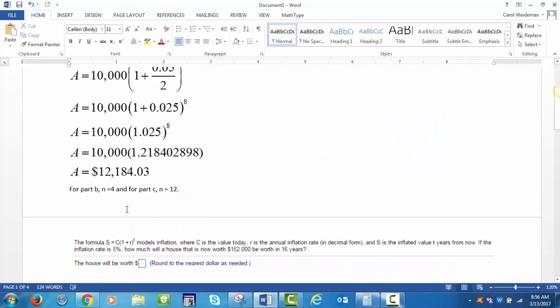And then for part B, it's quarterly, so n is 4, you'd substitute in 4 for n. And for part C, it's monthly, so you would substitute 12 for n in the formula.